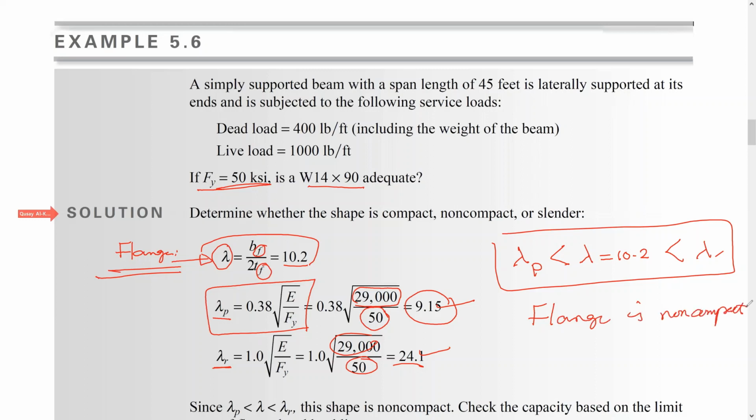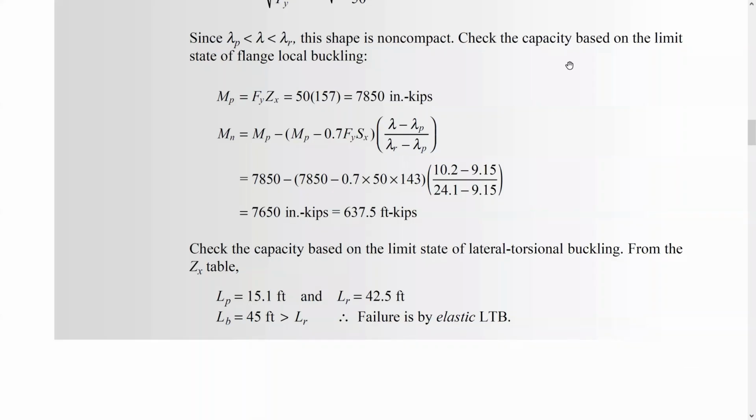Do we need to check the web? No. Why? Because this is a wide flange and Fy is less than 65. So that means here the web is compact. If the web is compact and the flange is non-compact, then the whole shape is non-compact, so we will design this based on the non-compact procedure, since the cross-section is non-compact based on this one here, guys.